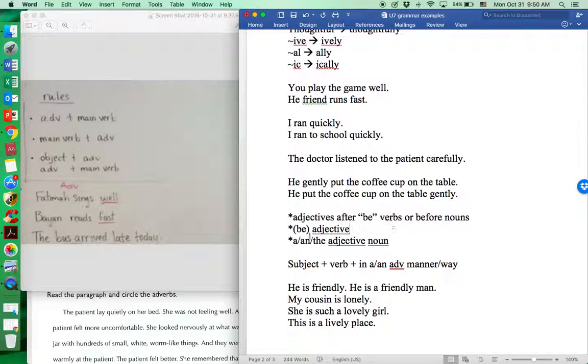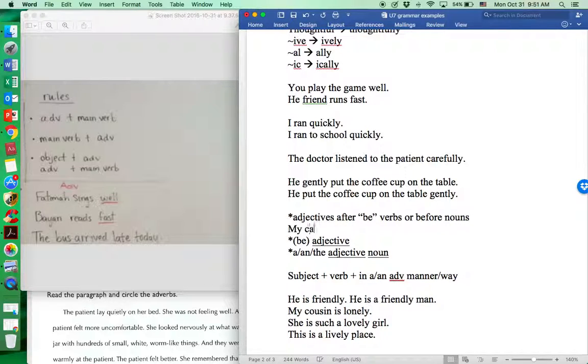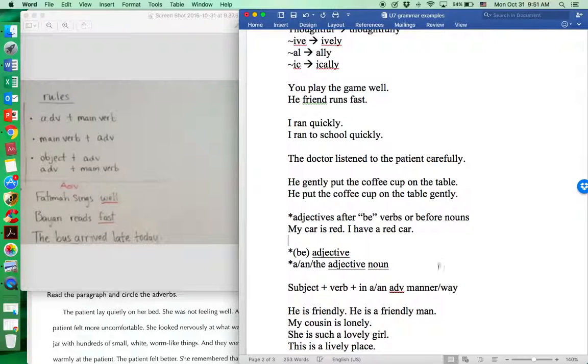So rules to remember. Differentiating between adjectives and adverbs will be important. Right? Adjectives come after be verbs or before nouns. Right? Examples are my car is red. I have a red car. Right? So here are the two places that we see adjectives. After a be verb and before a noun, especially with an article.